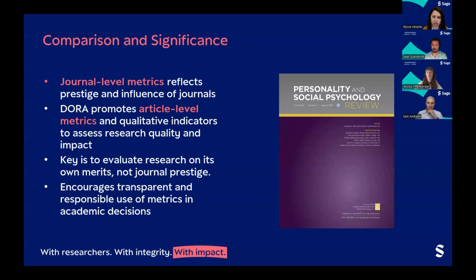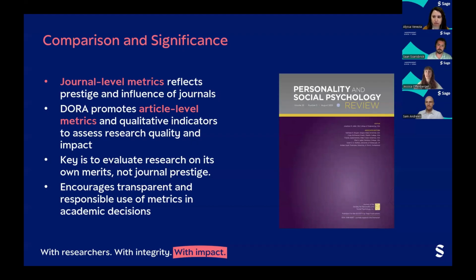However, article level metrics can also have their drawbacks. Some metrics, like citation counts, can be skewed by a few high profile articles, while others, like altmetrics, may reflect short term engagement that doesn't always lead to lasting academic impact. But both these metrics have their place in evaluating research impact.